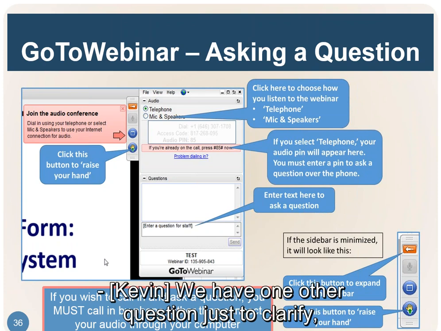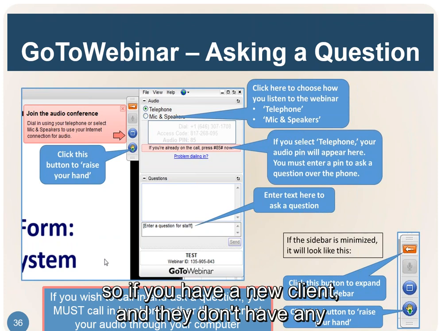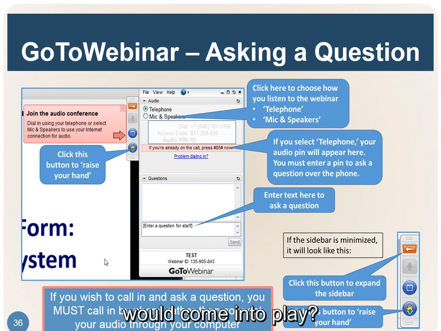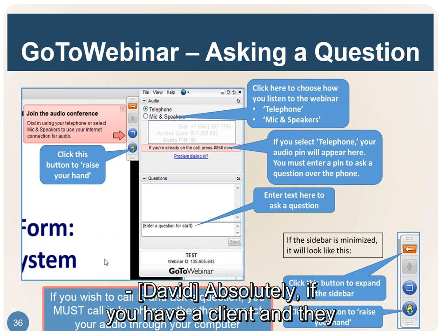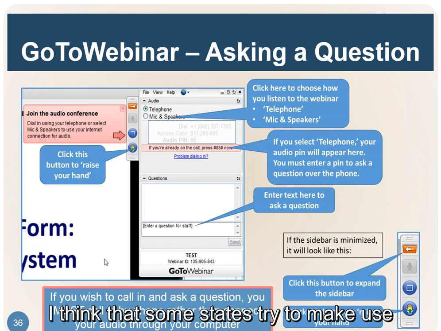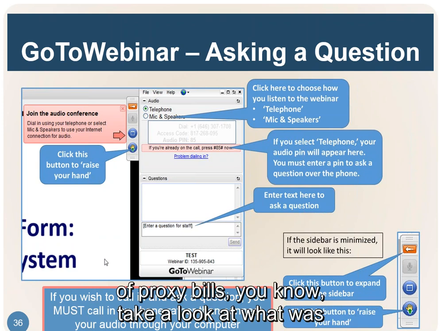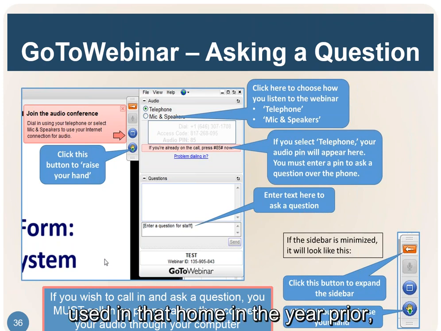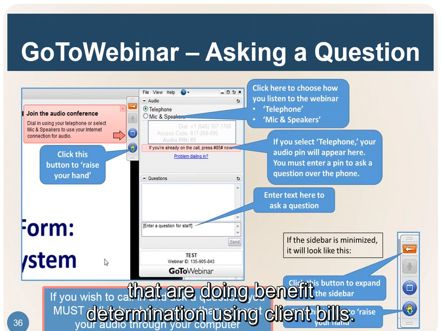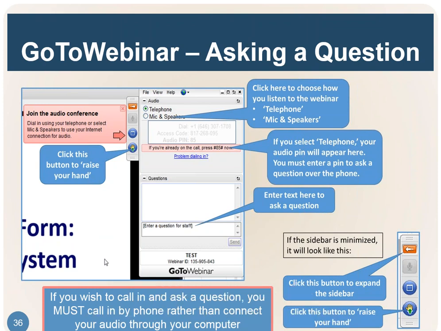We have one other question just to clarify. So if you have a new client and they don't have any bill history, that's where the backup benefit matrix would come into play. Absolutely. If you have a client and they don't have energy bills, then that's where you'd use the backup matrix. I think that some states try to make use of proxy bills. Take a look at what was used in that home in the year prior. But that is not a common approach for the states that are doing benefit determination using client bills.